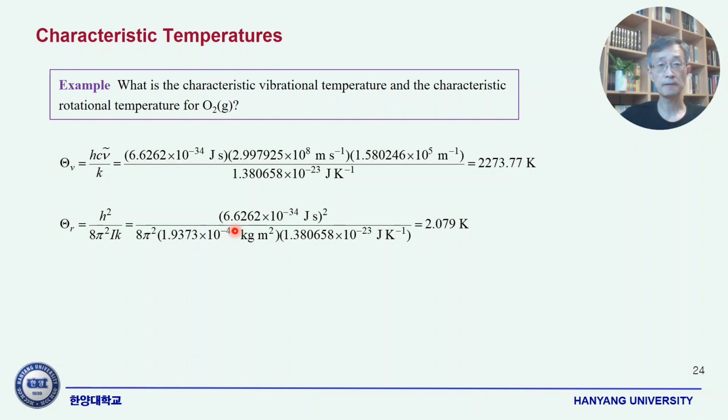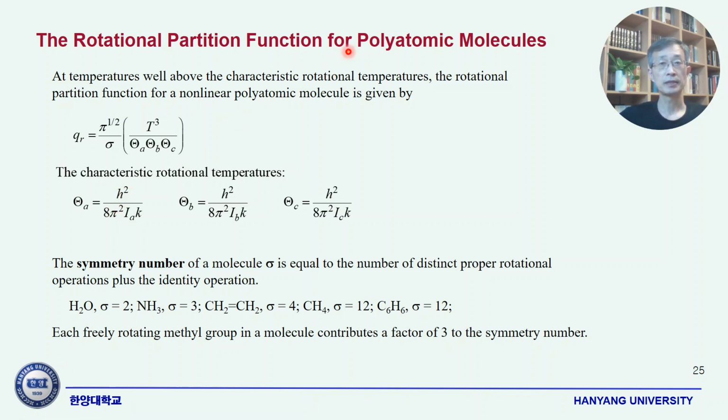This is the moment of inertia of the oxygen molecule, and then we get this. So look at this. This is 2 K, which means at room temperature, rotation is easily activated. That's what we know. But for a polyatomic molecule, if you see many indistinguishable orientations, you must consider that symmetry number for each rotation.